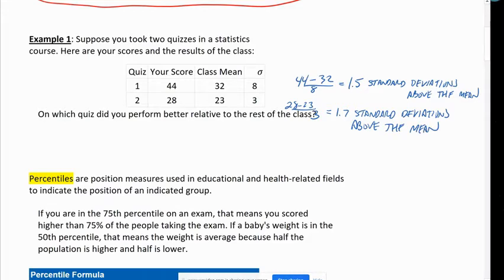By the way, you can tell if a score is below the mean, then your z-score is going to be negative. So negative z-scores mean it's below the mean. Positive z-scores mean it's above the mean. So our z-score is 1.7, so we get 1.7 standard deviations above the mean. So even though your score on the first quiz was higher, relative to the rest of the class, 28 is actually a higher score because relative to the mean and the standard deviation, it's more standard deviations above the mean.